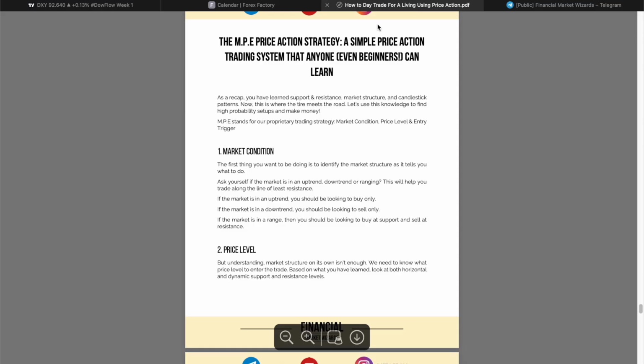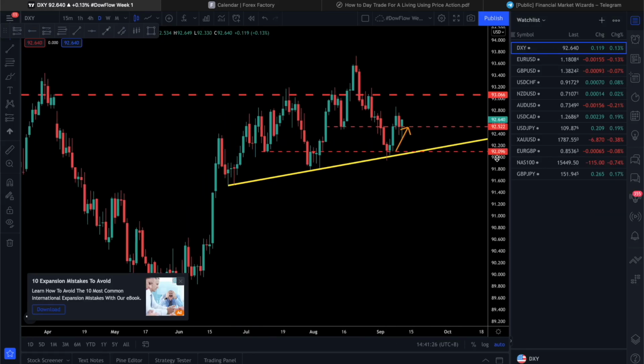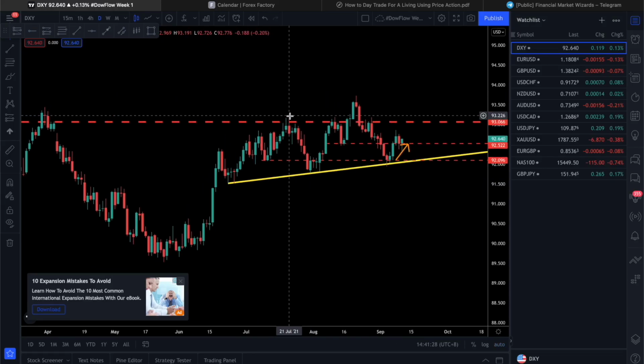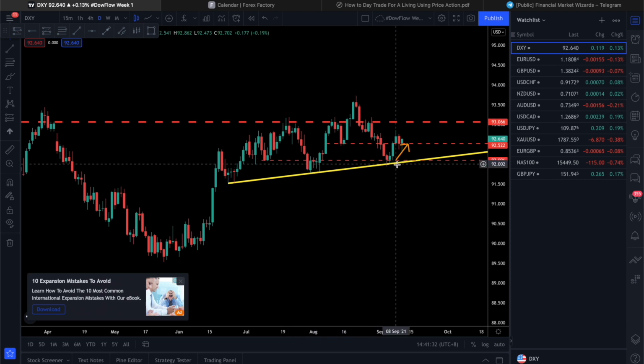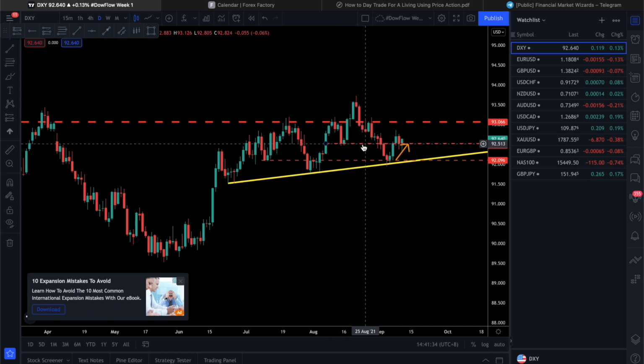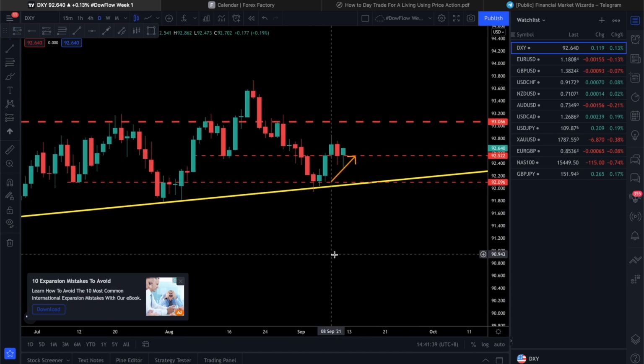So if I were to use the MPE trading strategy, then M stands for market condition. We are still in a bullish uptrend because we have the high here, we have the low, we have a higher high, and we have a higher low. And we have these two key levels as support, this level and this level. So the last thing that we need is an entry trigger.